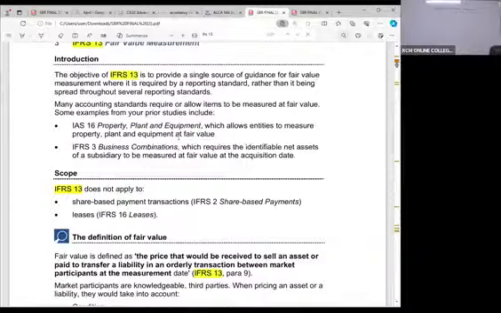IFRS 3, which is a consolidation standard that we'll be discussing in just a few days, which is business combination, when businesses are combined, requires the identifiable net assets of a subsidiary to be measured at fair value at the acquisition date. IFRS 13 does not apply to share-based payment transactions, what we were doing yesterday. It also does not apply to leases, IFRS 16.